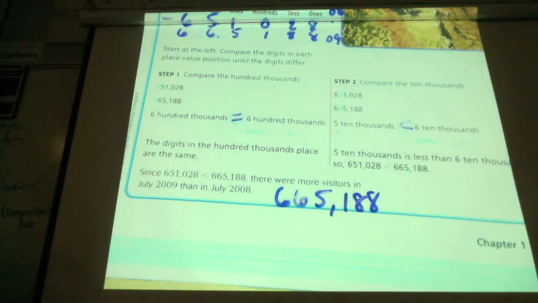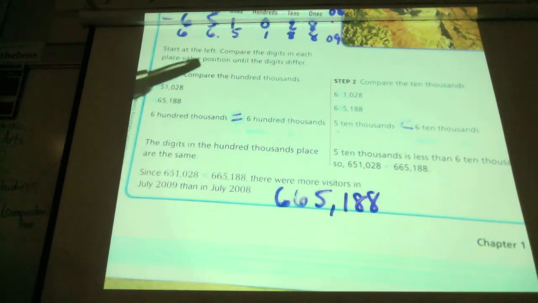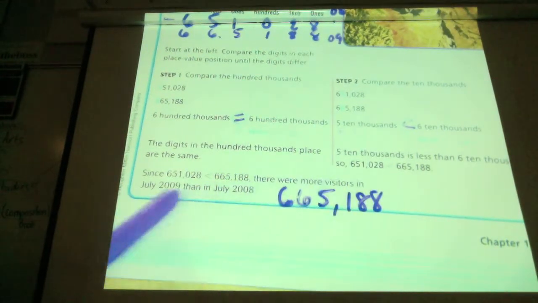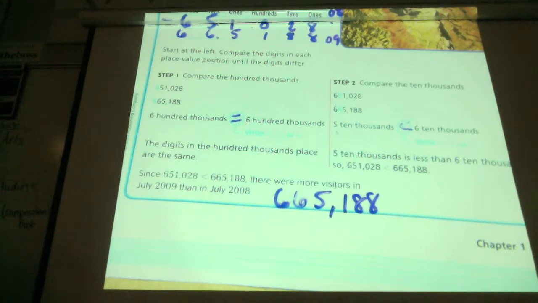And this is where it's really important to be paying attention to what the question is in a problem, because you've got the right idea. You've figured out correctly which one is the larger number, but your answer would be wrong because you're not answering the question that was asked. So if you look at the answer down here that they wrote, since this number is less than this, there were more visitors in July of 2009 than in the year before. So they've given the correct answer because they said there were more in 2009, and that was the answer to the question.